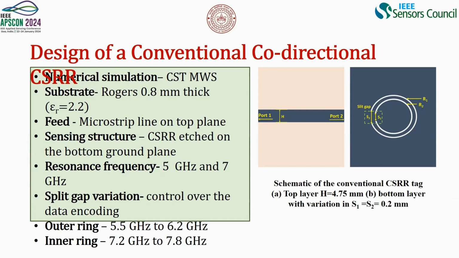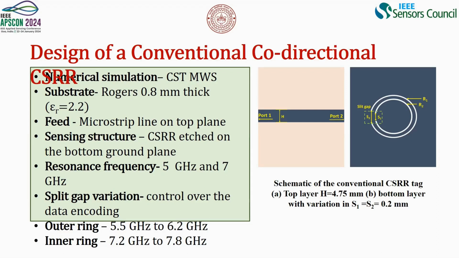So first we designed a conventional co-directional complementary split ring resonator, as we see in the figure. This is a simple CSRR that has been made co-directional, where the splits are on one side and the excitation is done using the microstrip line. The resonant frequencies are obtained at 5 GHz and 7 GHz. As I said, for co-directional we obtain two resonances instead of one. And by varying the split gaps in the CSRRs, the resonant frequency shift will take place. This resonant frequency shift is not because of perturbation, but because of another analysis that we'll be studying.